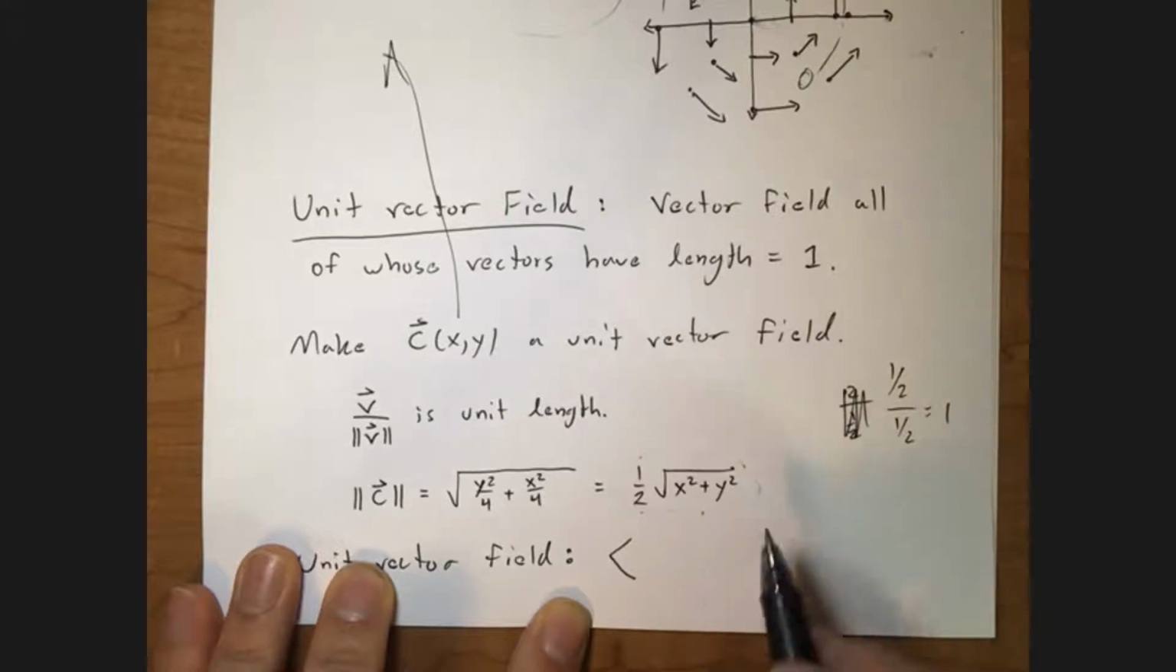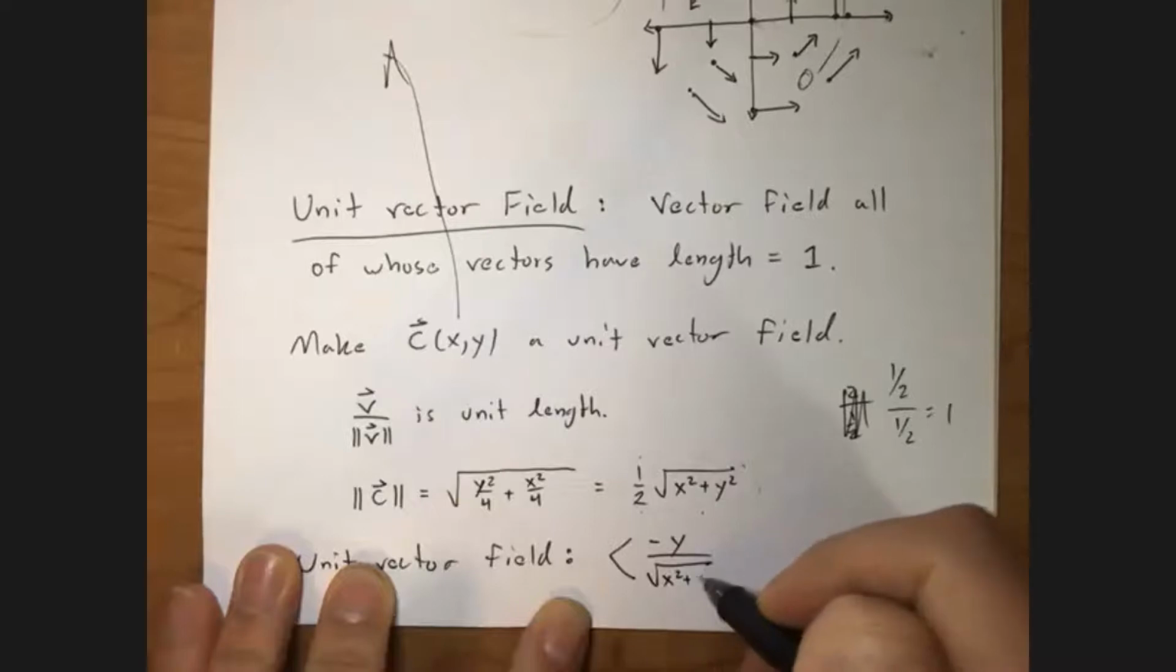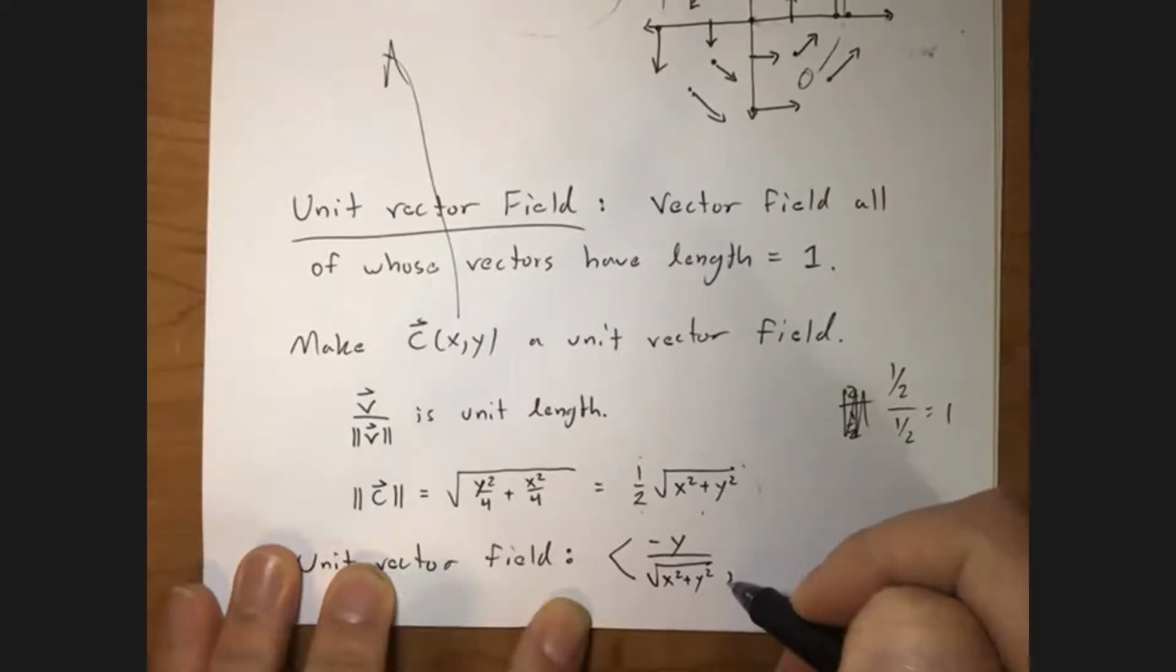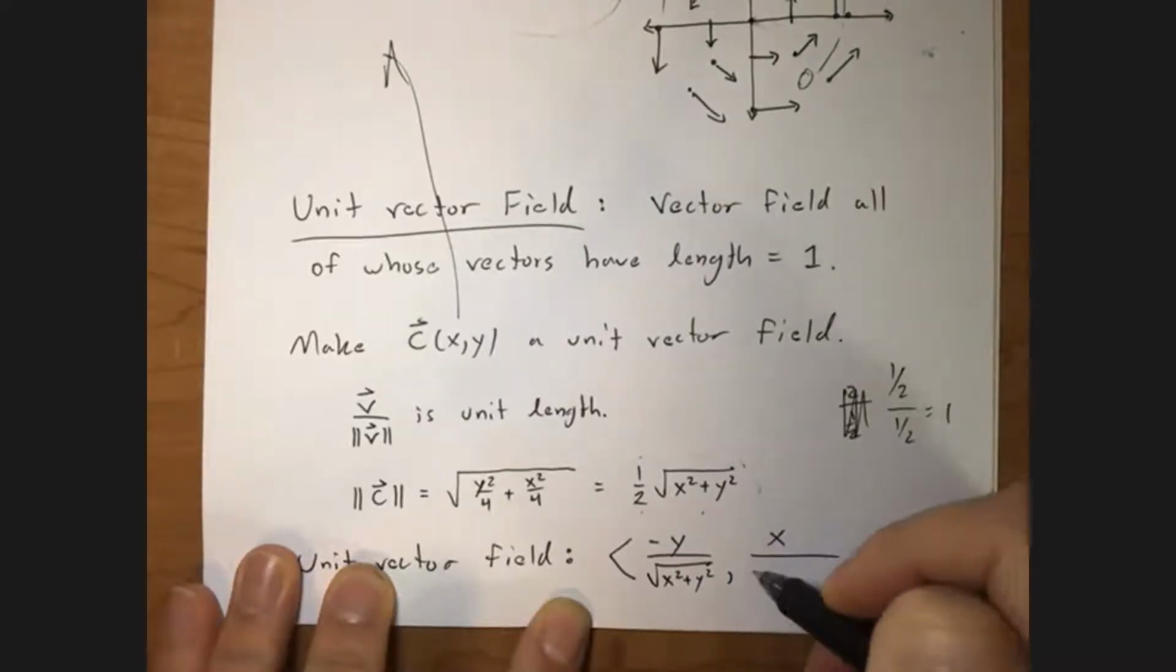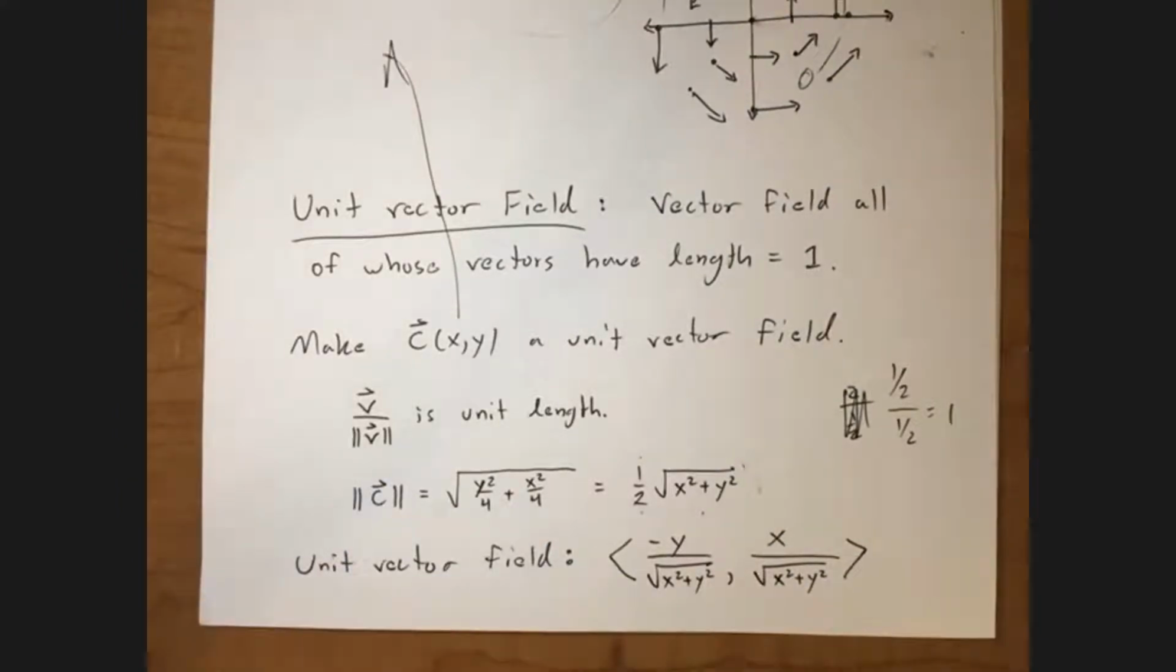So I really am just going to end up with negative y over the square root of x squared plus y squared, comma, x over the square root of x squared plus y squared. So that's going to be the same vector field, except all the vectors are going to be unit length. And so you can do this with any vector field. You can just rescale. Wherever it's not a 0 vector, you can divide by its length and get a unit vector there.